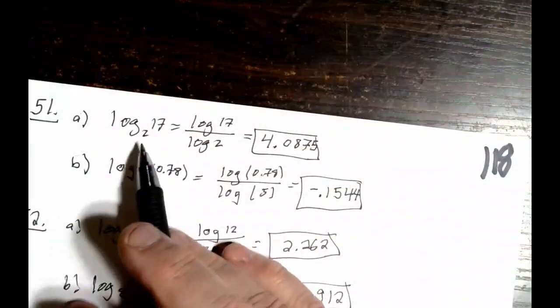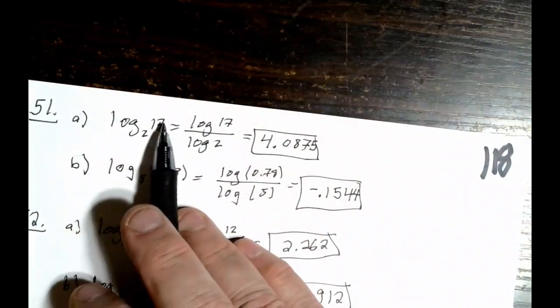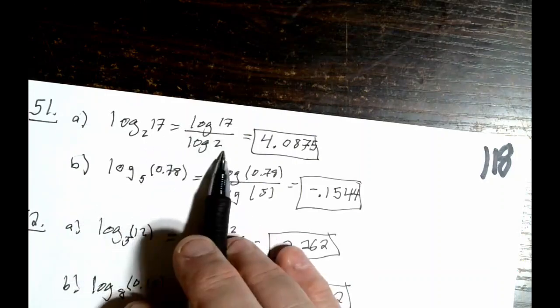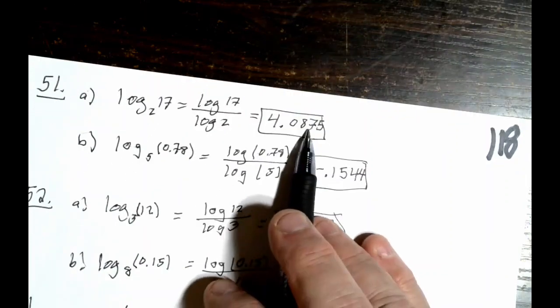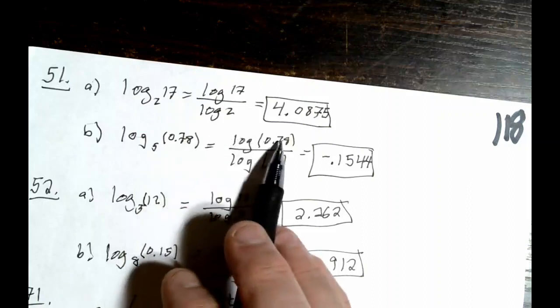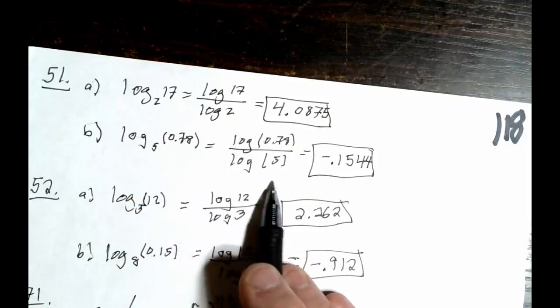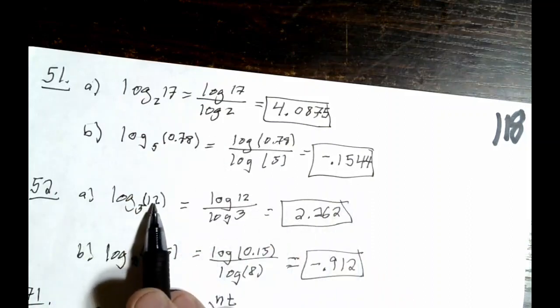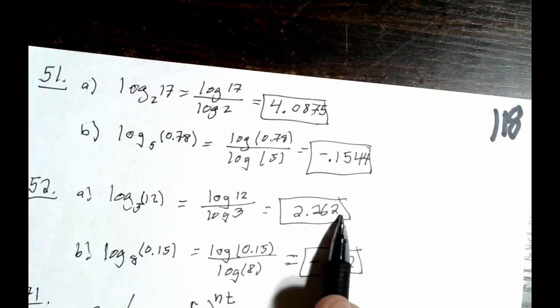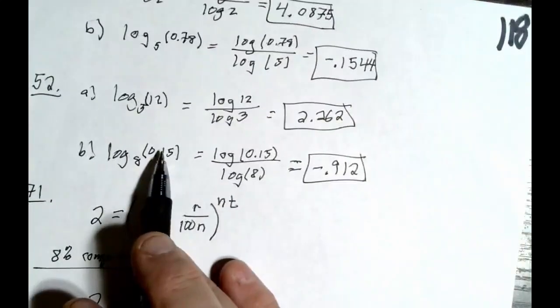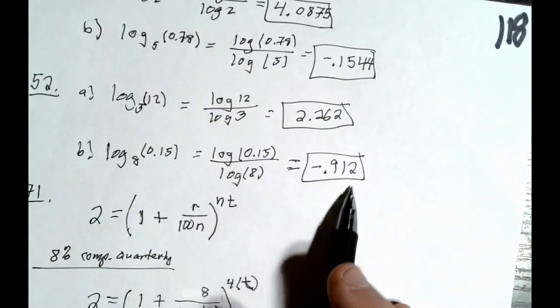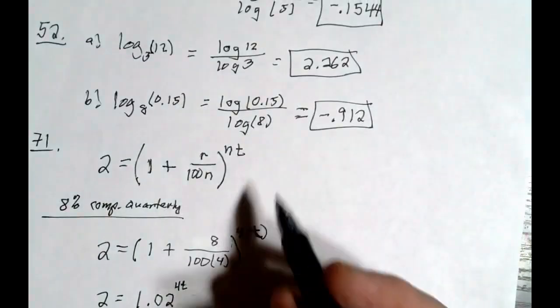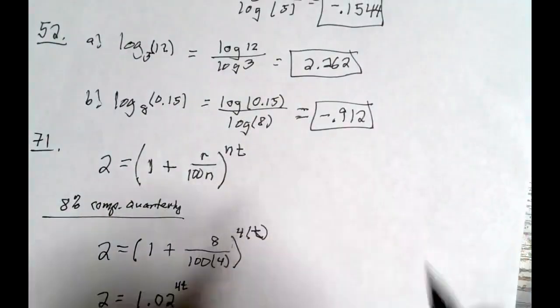And 51, they want you to use change of base, so this number goes above and this number goes below. And then you ask your calculator what that is. This number goes above and this one goes below, and you get that number. This one goes above, this one goes below, and you get that number. Same thing here.